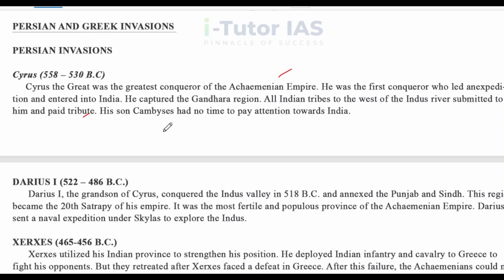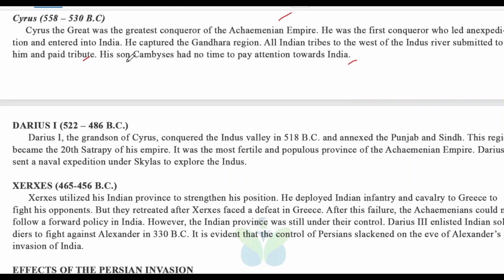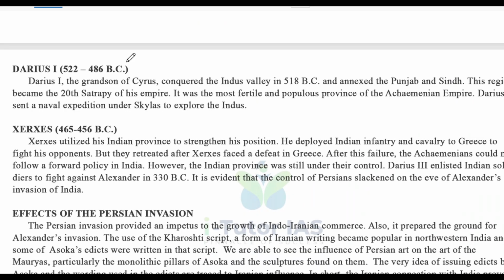So his son Cambyses had no time to pay attention towards India. So that is about Cyrus, the first one of the Persian invasion. And next is Darius I, that is 522 to 486 BC.